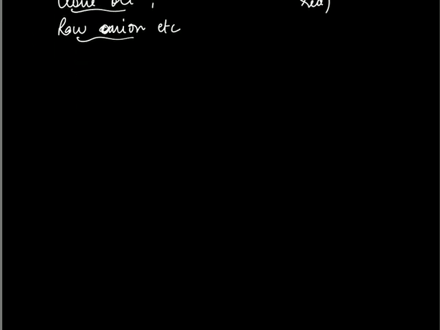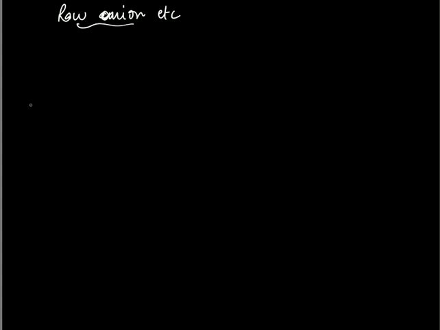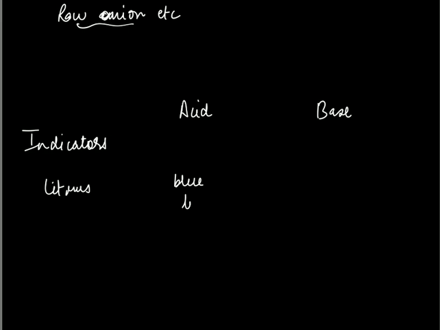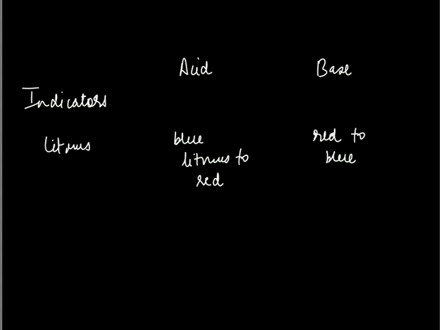Then we come to litmus, which we have already discussed. Let's say we have our acid and we have our base, and we are going to discuss some of the indicators over here. Litmus changes blue litmus to red in acids, then red to blue in case of base.